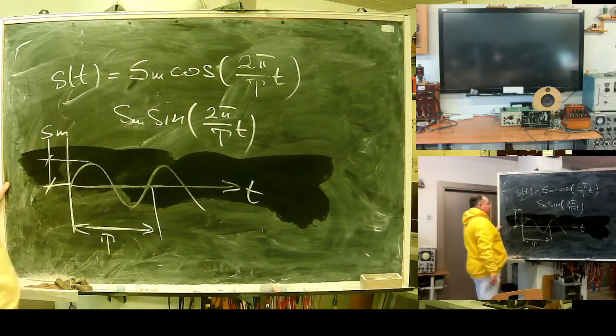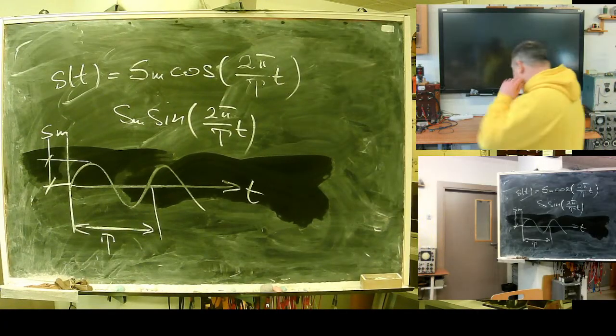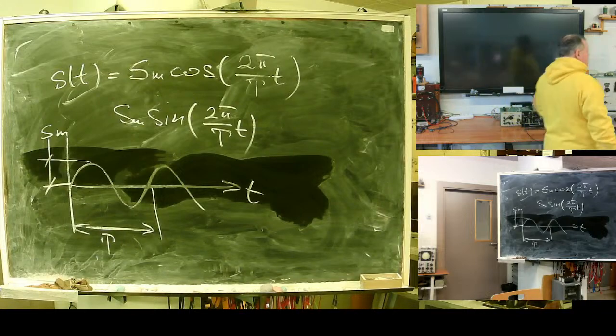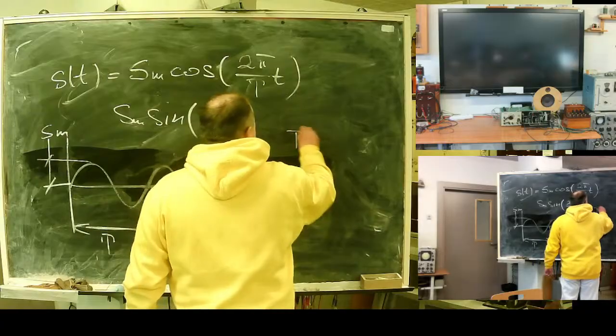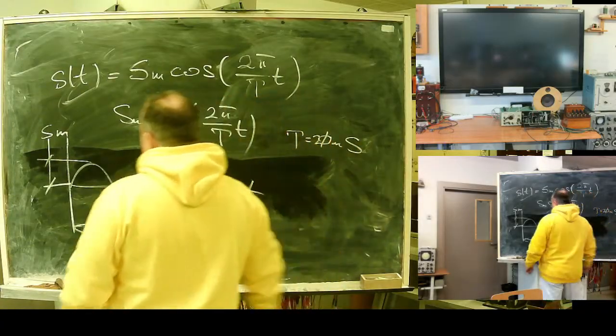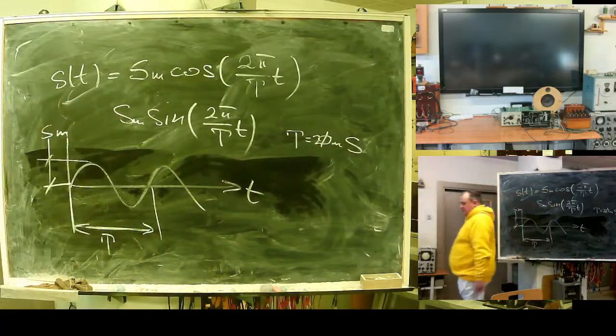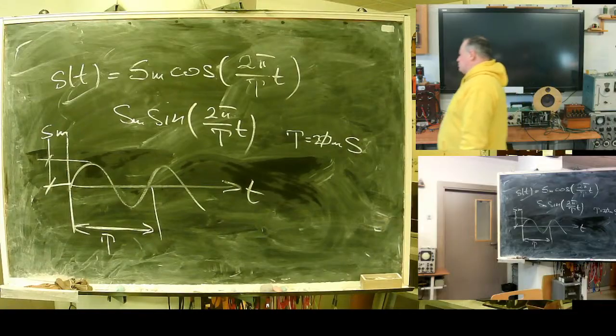S max. Signals like this, we like them. Ideal voltage. In case of ideal voltage, the period will be 20 milliseconds, and the net voltage amplitude should be 311 volts.